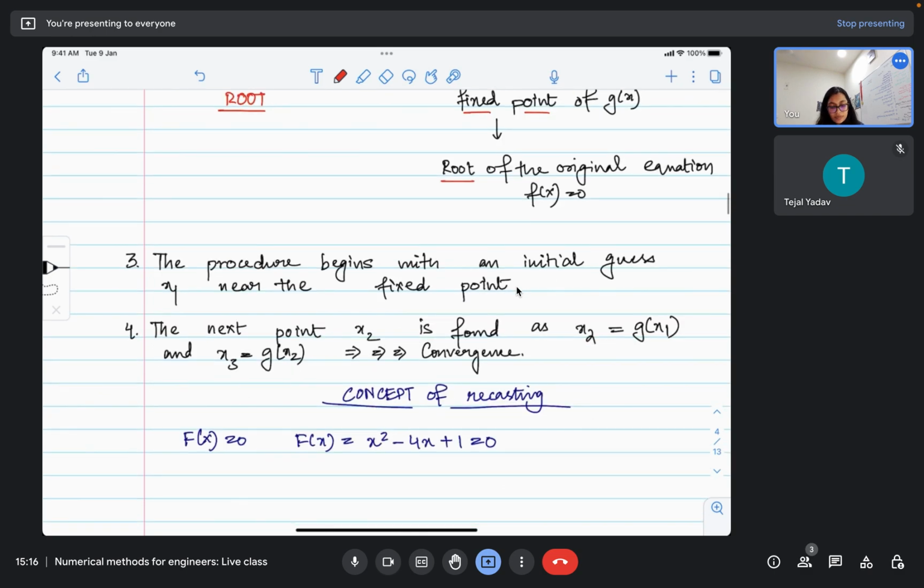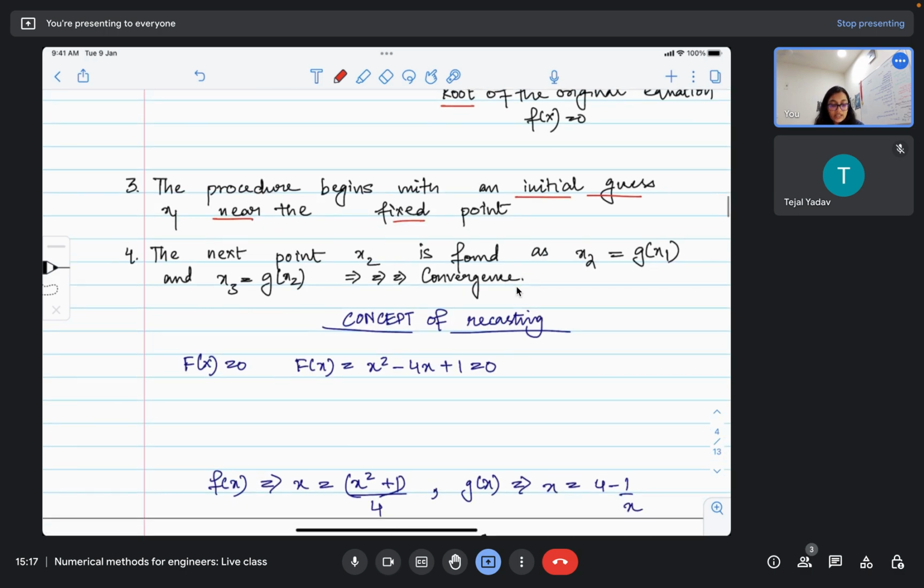The third step is that this procedure begins with one initial guess, which will be given to us in the question, and it lies somewhere near the fixed point. The next point, x2, and ultimately xn, which will be your root, is found by substituting the previous x that you had predicted close to that fixed point. You evaluate and get the answer g of x1, so you get x2. Now that you have x2, you go ahead and find x3, and so on.